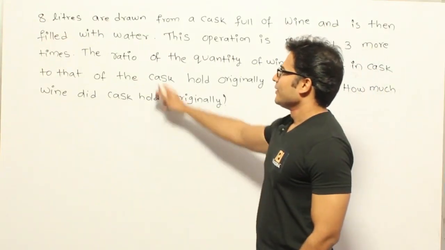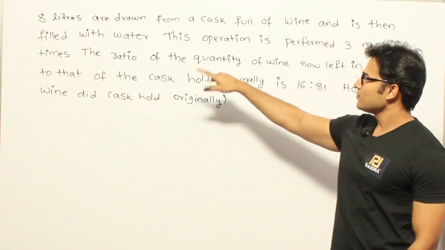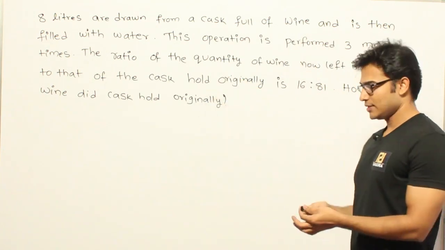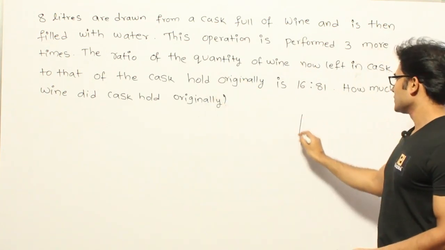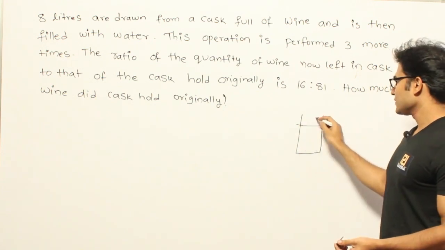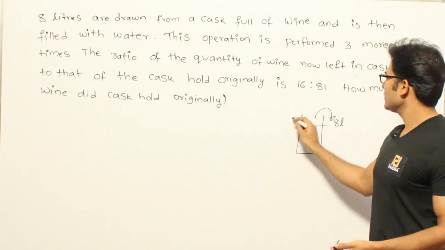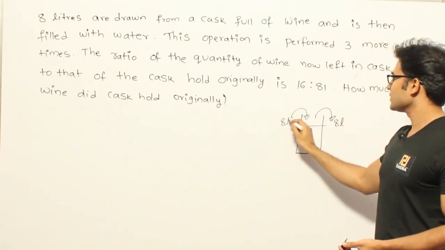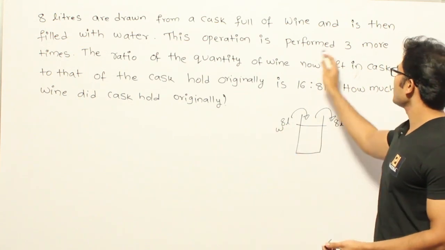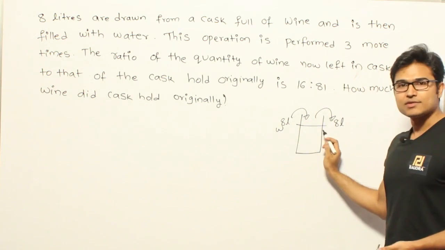Let's see this. 8 liters are drawn from a cask full of wine and is then filled with water. So they are saying that there is a cask which is completely filled with wine. Now out of this, 8 liters of wine is drawn out and then it is filled with water, which means 8 liters of water is added.